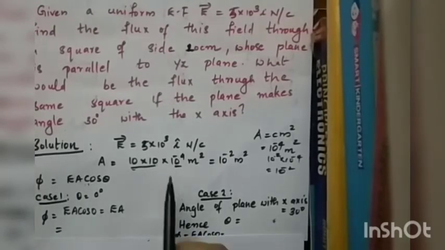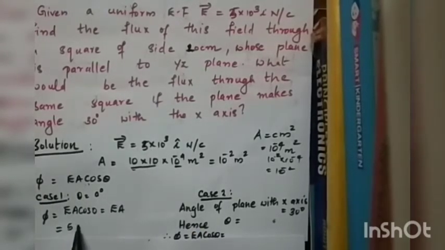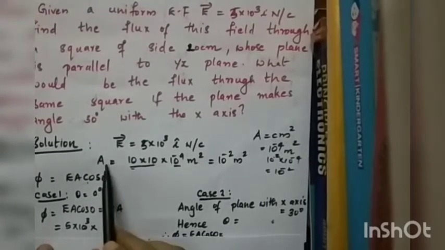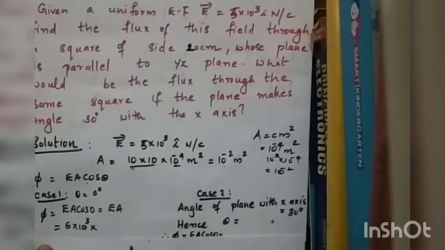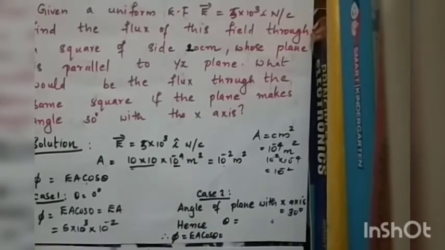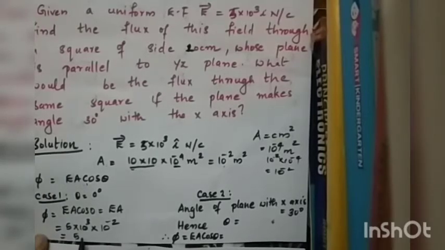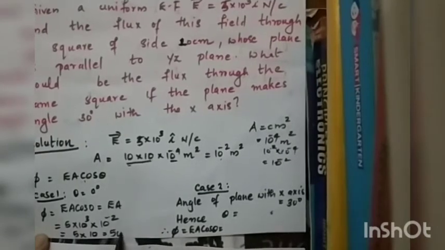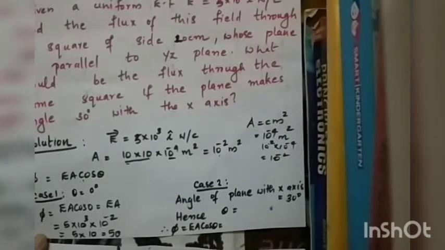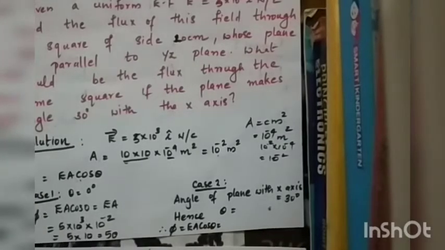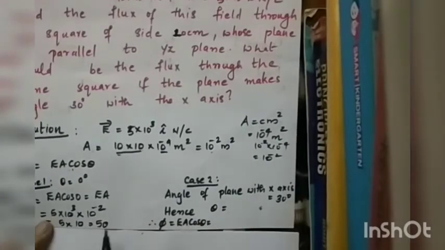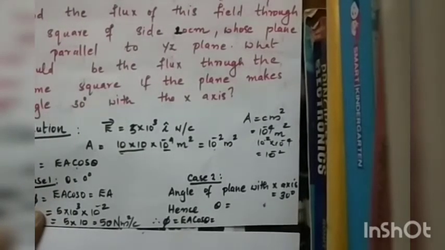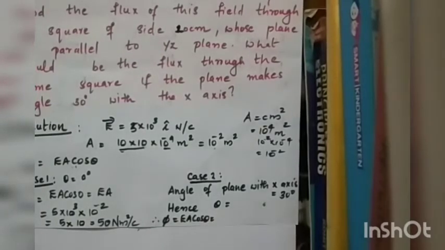Now what is the electric field? The electric field is 5 into 10 raised to 3. And what is the area A? Area A is equal to 10 raised to minus 2. So you will get 5 into 10 raised to 3 into 10 raised to minus 2, which is 10, that means 50 Newton meter square per coulomb. So this is the flux for the first case.